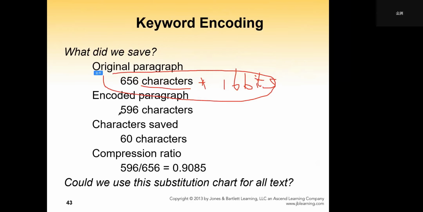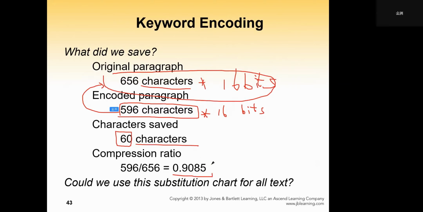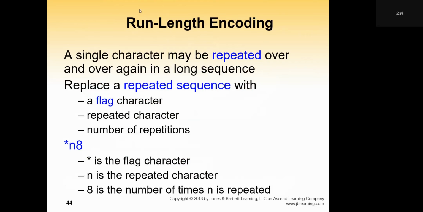After the encoding, the number of characters is decreased. This number also times 16 gives how many bits it needs to represent the paragraph. We can find that we saved 60 characters. So we divide this one by this one, and we get a compression ratio of 90%. This is how we calculate the compression ratio. Then the next one we talk about is run length.